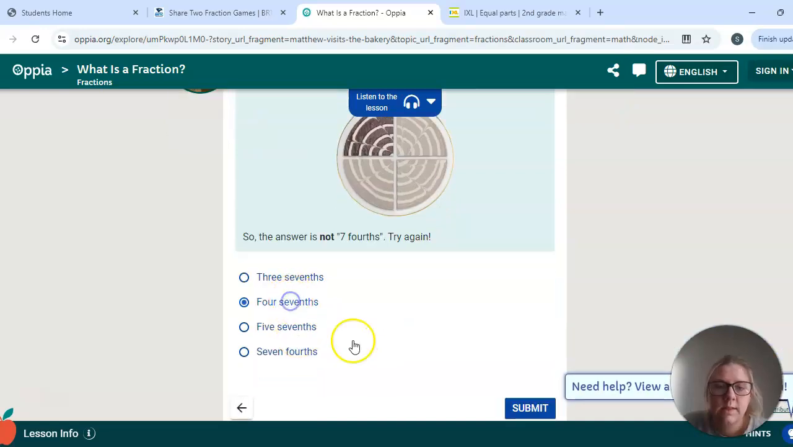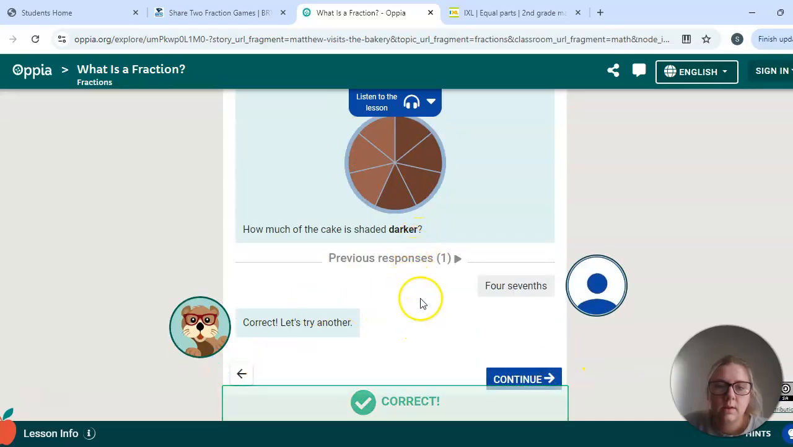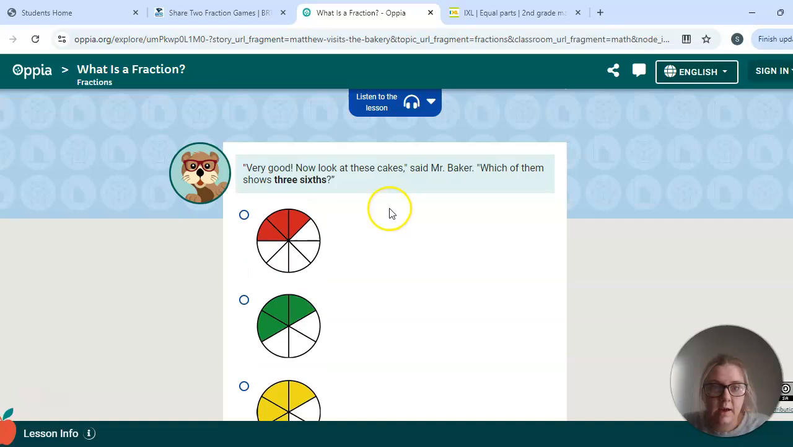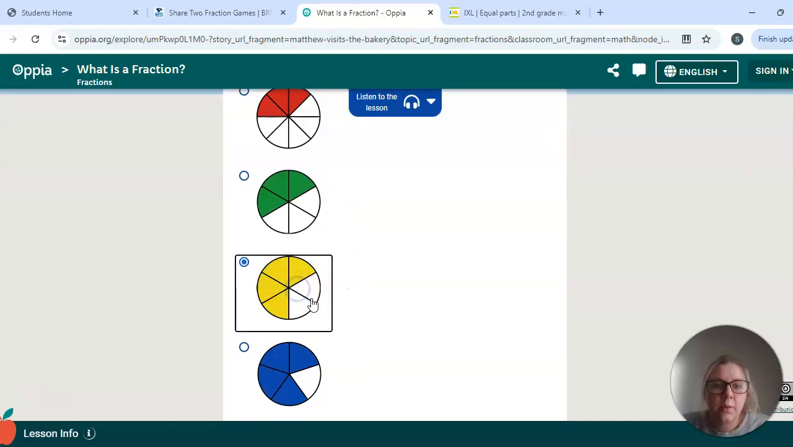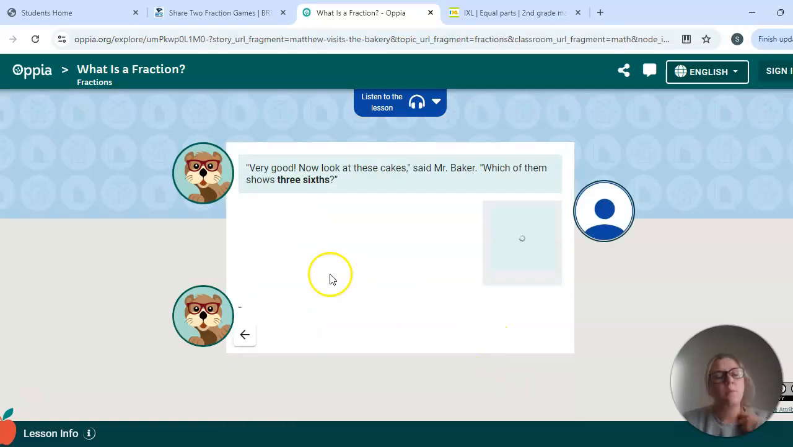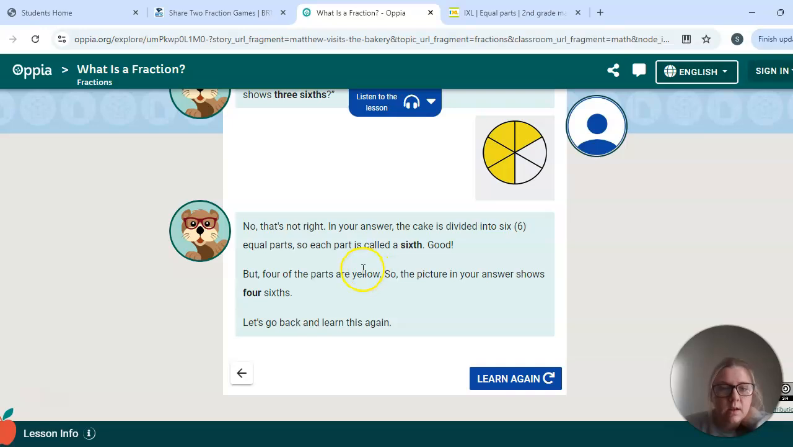All right, let's get it correct this time and see how it goes. Now I'm going to get it wrong twice in a row just to see if it ends up giving us more. Now look at these cakes. Which of them show 3/6? Okay, we're going to get it wrong, and we're going to try to see if it ends up telling us. Okay, learn again.